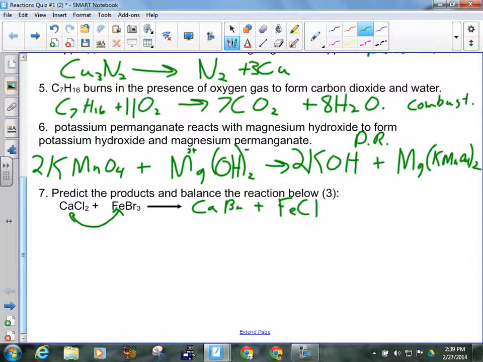If they paired them up correctly, give them a mark. 1 mark for having them paired up correctly. If they have Ca with Br and Fe with Cl, they get a mark. Now we have to drop and swap correctly. So we've got CaBr2 and FeCl3, just swapping and dropping. Give them a mark if they have those numbers right.